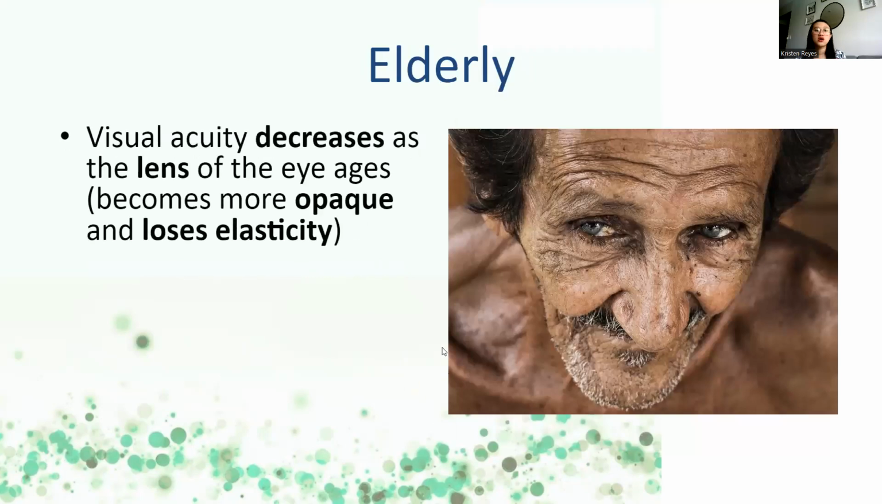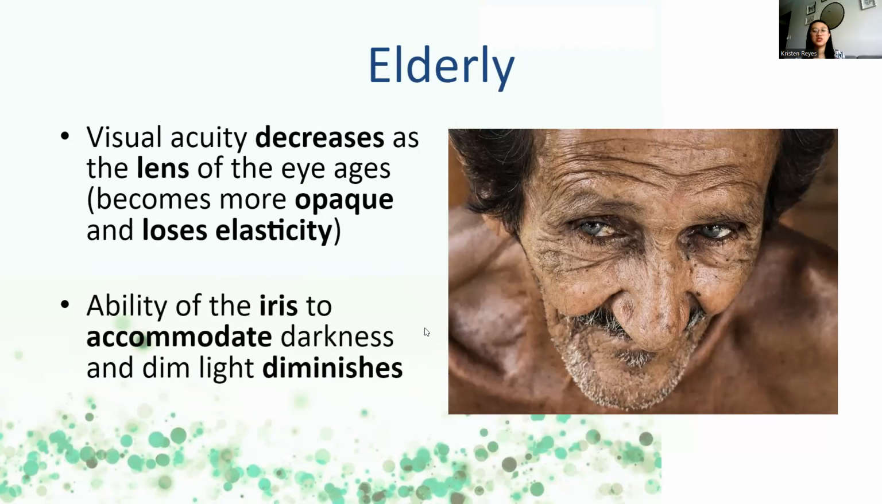For the elderly, visual acuity decreases as the lens of the eye ages and becomes more opaque and loses its elasticity. Cataracts are common in aging, and of course, the elasticity of the lens decreases as well. Meaning, the changing of the shape of the lens is decreased. When you are looking at near objects, the lens changes in shape. When you are looking at far objects, the lens changes in shape as well. At the same time, the ability of the iris to accommodate darkness and dim light diminishes. So dilation of the pupil diminishes in old age.